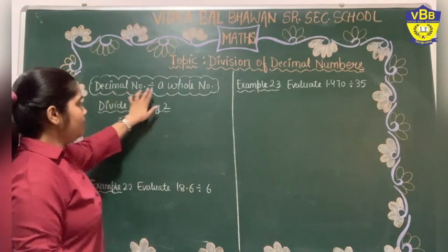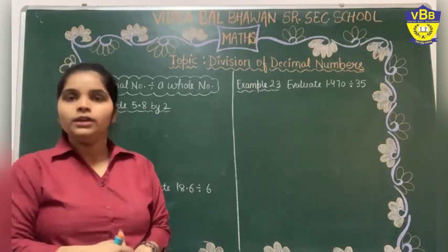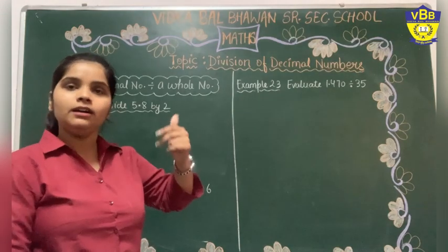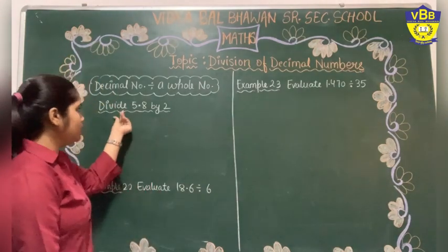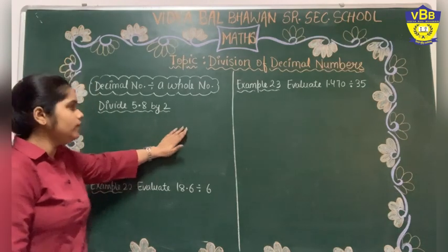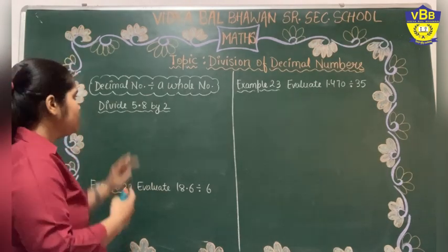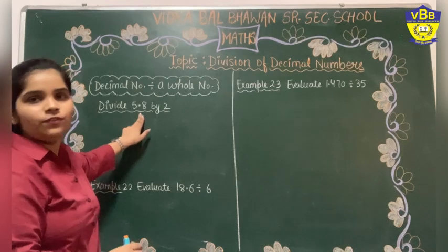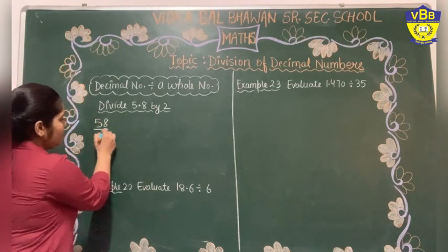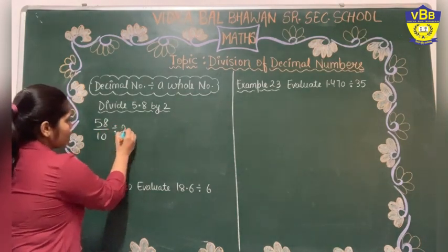So next we have dividing a decimal number by a whole number. We are going to study now what steps to be followed when we divide a decimal number by a whole number. Let's understand this with an example that says divide 5.8 by 2. So we can perform the question in two ways. First one, change the decimal number into a fraction. 5.8 will become 58 by 10 as a fraction. Now divide this by 2.